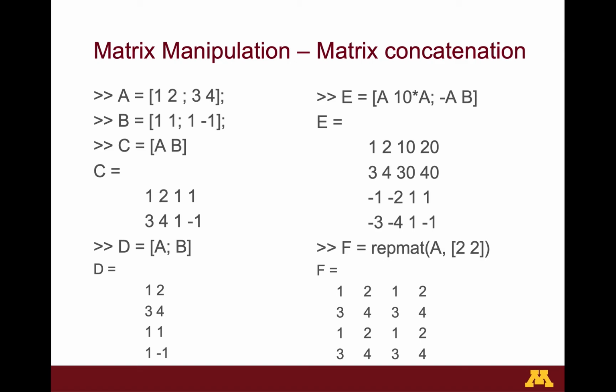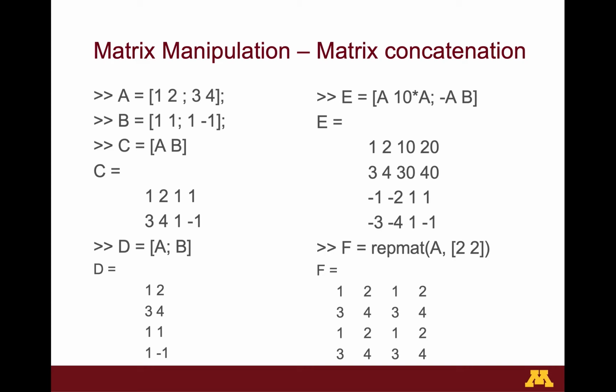And the E is to make an even larger matrix using first matrix A as its item 1, sub-item 1, 1, which is 1, 2, 3, 4, the upper left of the E matrix. And the upper right part of the E matrix is 10 times A, which is 10, 20, 30, and 40. And similarly, the lower left is minus A, which is negative 1, 2, 3, 4. And the lower right corner is matrix B, which is 1, 1, 1, minus 1.